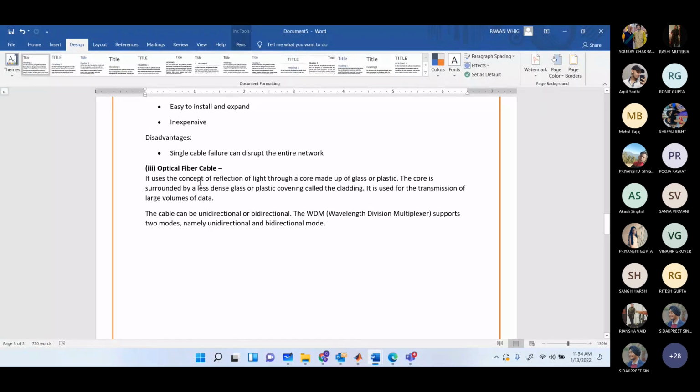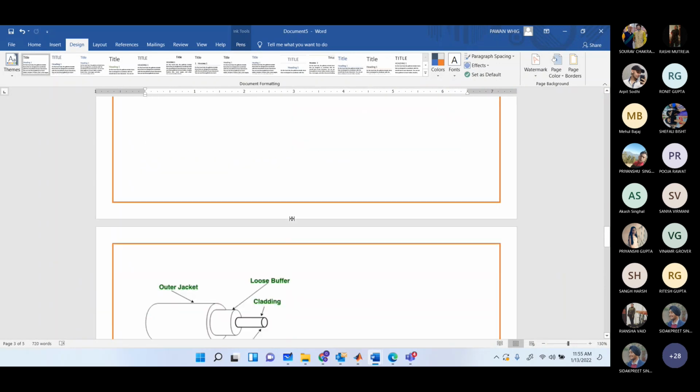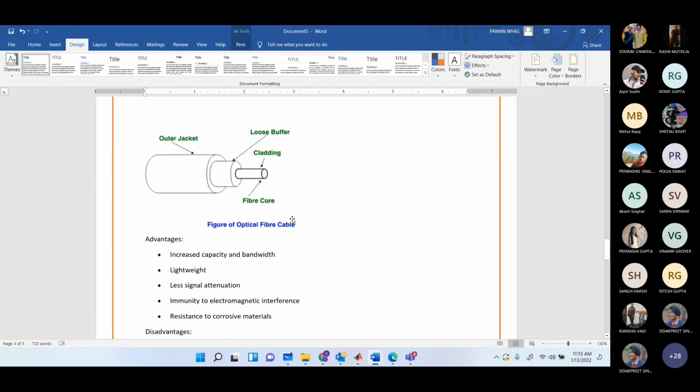So it uses the concept of reflection of light through the core made up of glass or plastic. The core is surrounded by less dense glass or plastic covering called cladding. It is used for the transmission of a large volume of data. The cable can be unidirectional or bidirectional. WDM, wavelength division multiplexing, supports two modes, namely unidirectional and bidirectional modes. So this is the optical fiber.